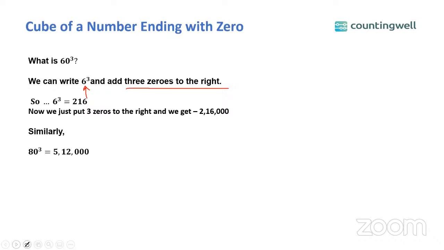Similarly, 80 cube is 5,12,000. We know that 8 cube is 512. That's why I've told you to learn the cubes of all the natural numbers from 1 to 20, so that you get faster calculation here. Cube of 8 is 512. Adding 3 zeros to the right will give the cube of 80.